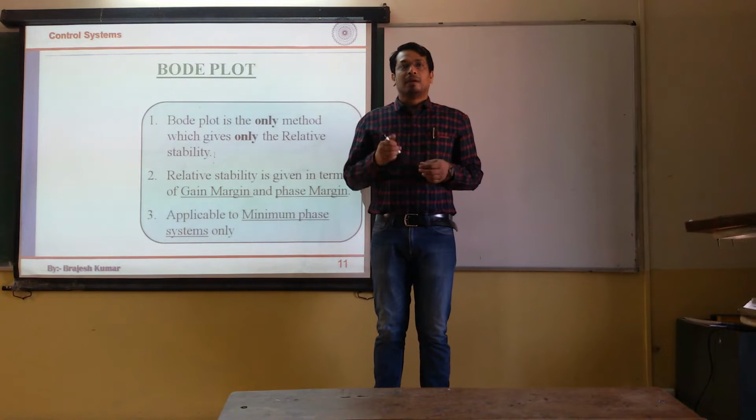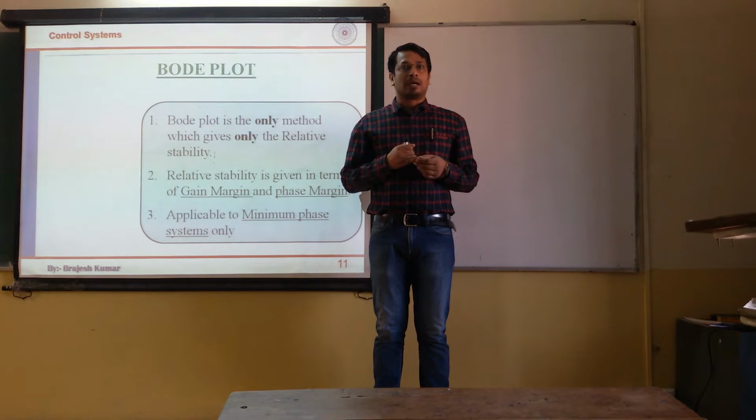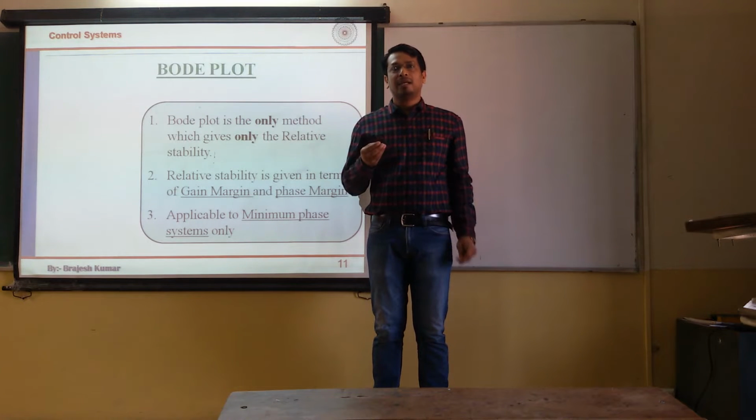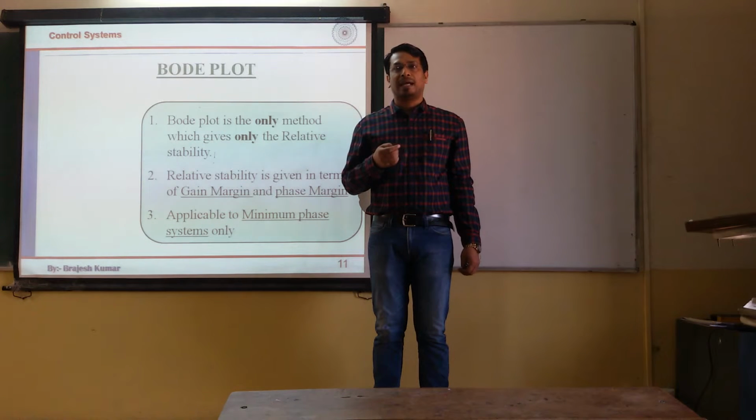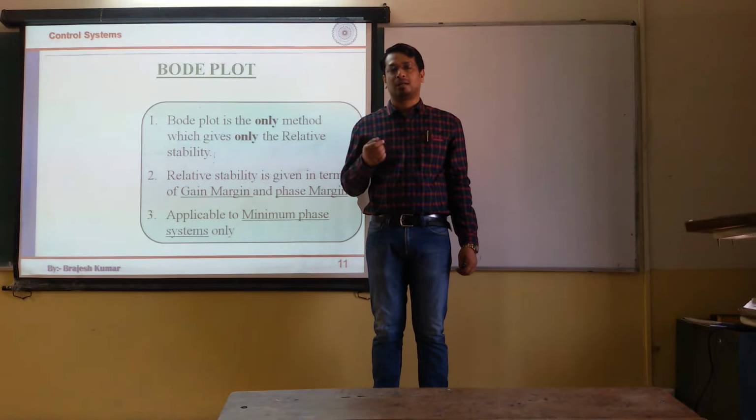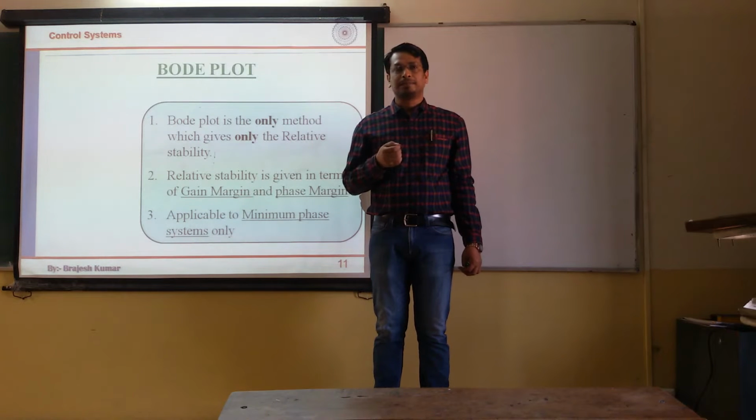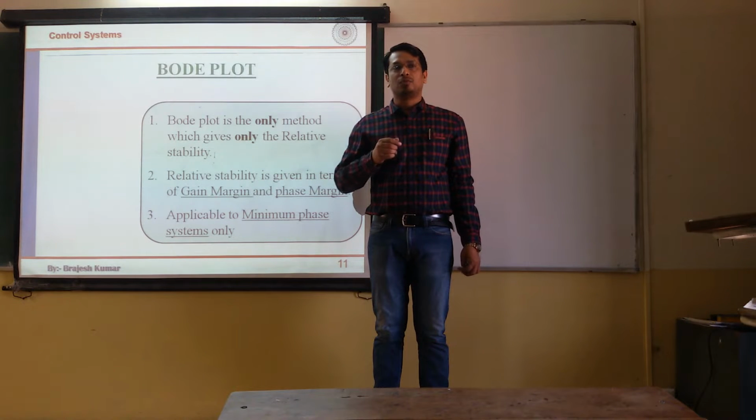Correct? Then we have listed the various graphical methods to analyze the frequency response of a system, namely Bode plot, then polar plot. Under polar plot we had two parts: direct polar plot and inverse polar plot. The third one was Nyquist plot. Fourth one was Nichols chart. Correct?